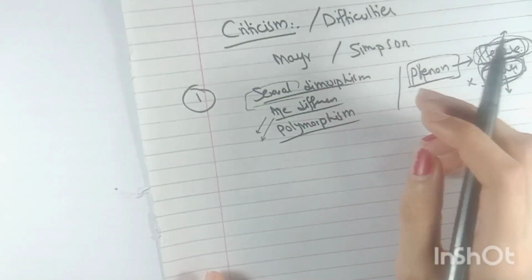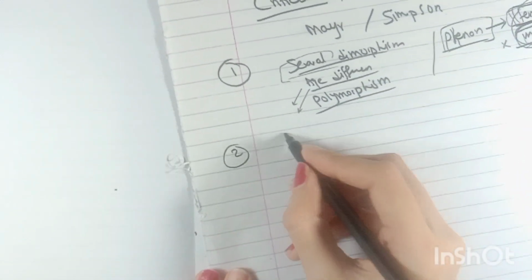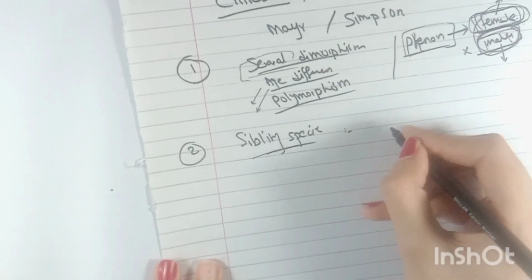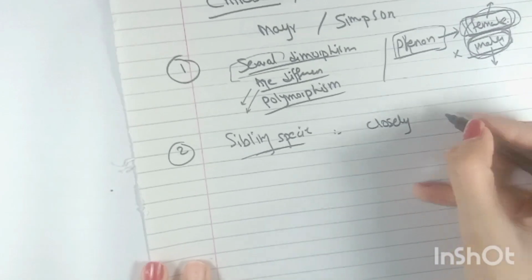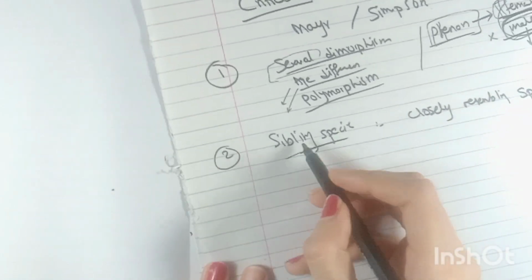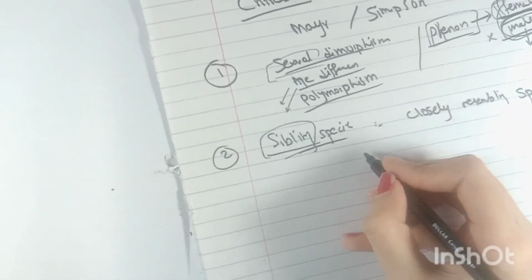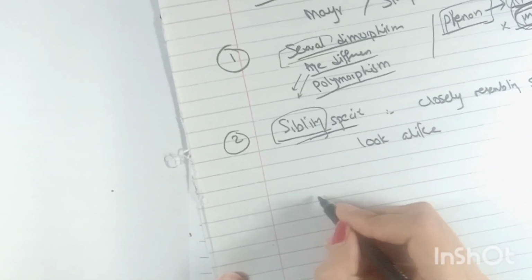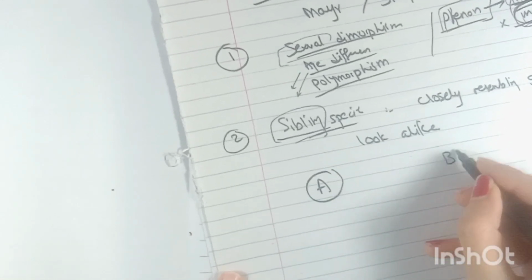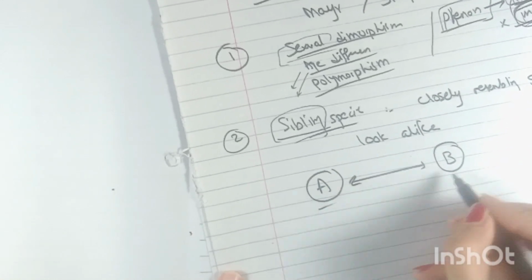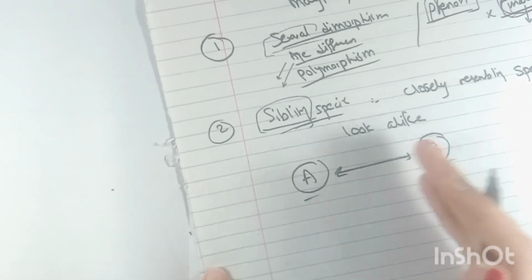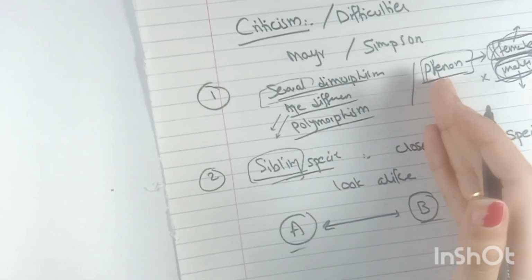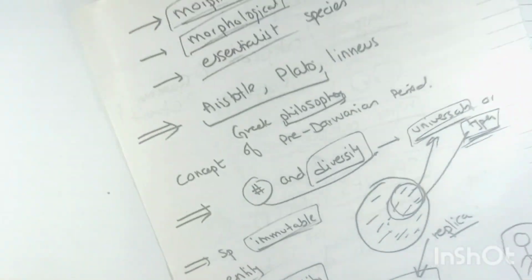Okay, so this was the first point, and the second point is sibling species. Sibling species are closely resembling individuals or closely resembling species; the word sibling or twin means they look alike. These are two different species. Suppose this is species A and this is species B. These are totally different species, but their morphology is the same. As we are talking in this concept, we see the morphology of the individuals of the type, that is why it was called the morphospecies concept.